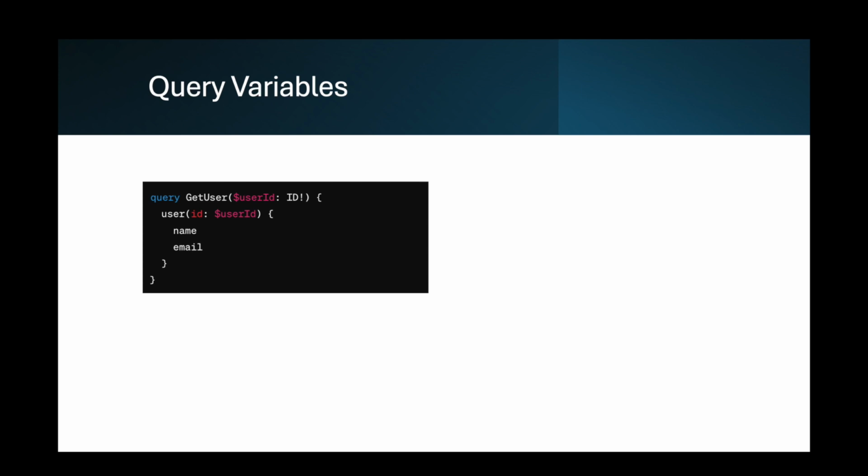This is useful for scenarios where the client needs to filter or paginate data based on user input or other external factors. For example, a query with variables might look something like this, where in the query I'm saying get user, and the user ID is the variable. The ID is mandatory, and inside there where I have the user, I'm passing that user ID and it returns back name and email.